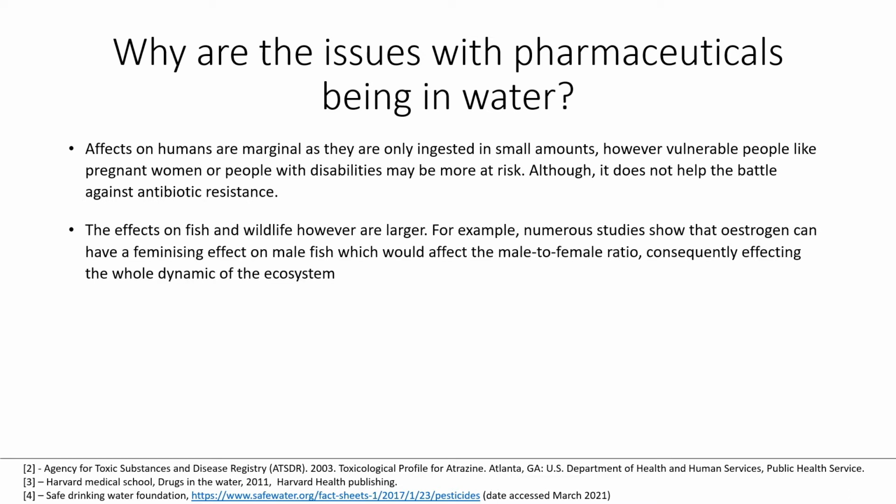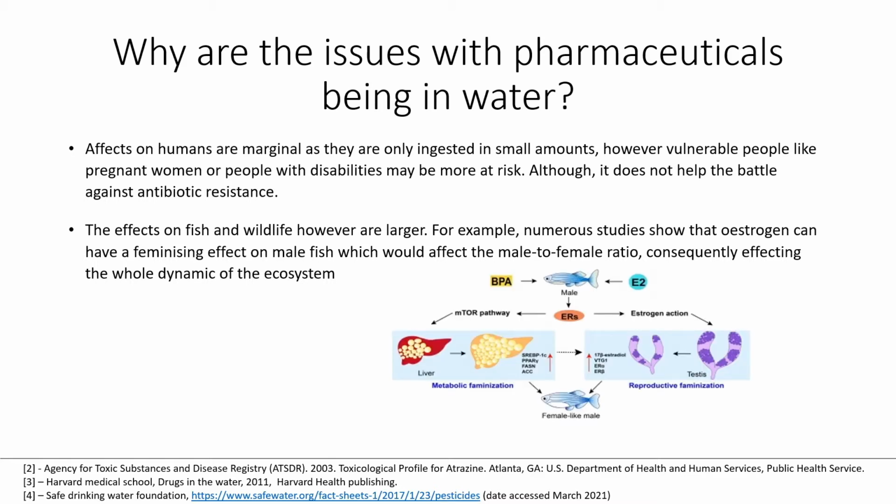A specific example would be how estrogen can affect male fish. If male fish ingest estrogen, it can have a feminizing effect on them, making them more female-like male fish. This would affect breeding patterns. There'd be fewer males to reproduce, which would affect the whole dynamic of the ecosystem.